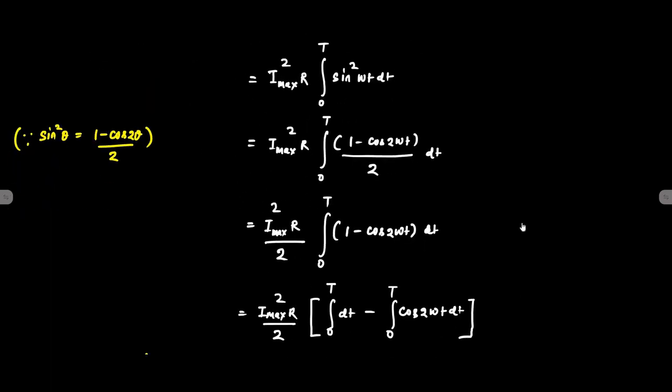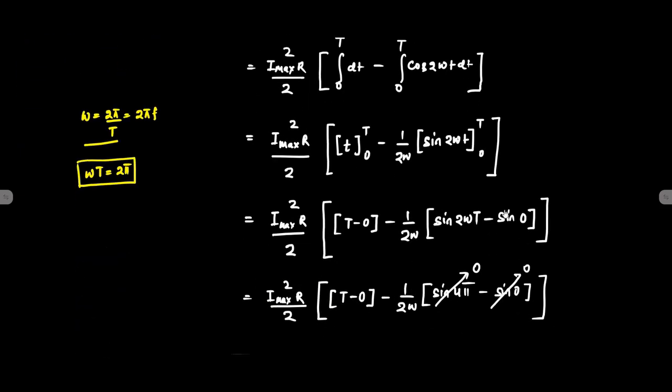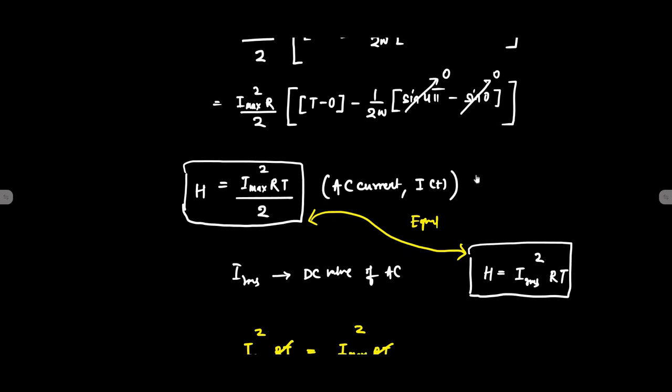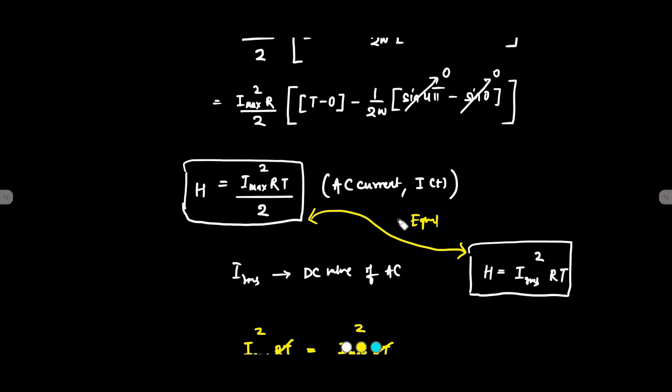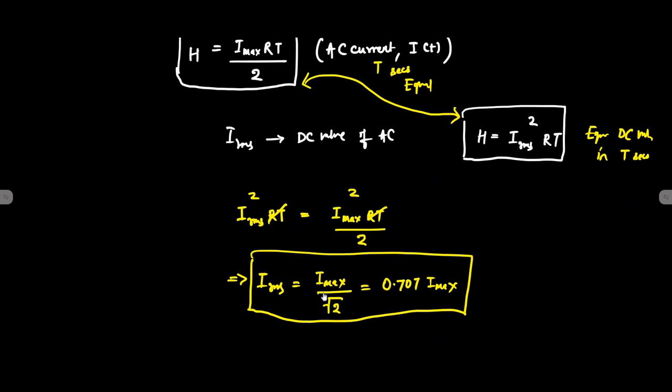This is the amount of heat which is produced by AC in time duration T, and this is the amount of heat which is produced by the equivalent DC value in T seconds. We equated both of them and we got the RMS value as I max by root 2, which is 0.707 I max. So we got the result.